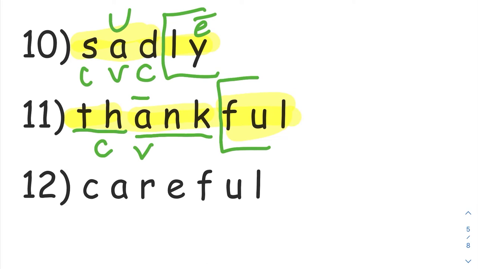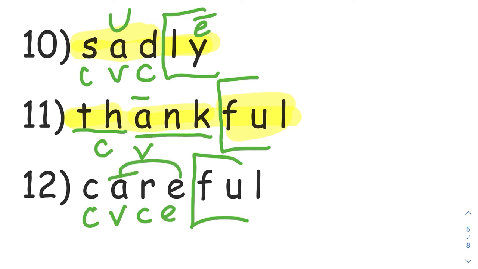Number 12. Full again. Then we see our base word, consonant, vowel, consonant, E. E makes the A say its name. Our base word, care, suffix, full. Altogether, careful.